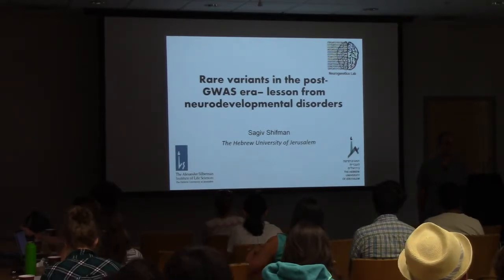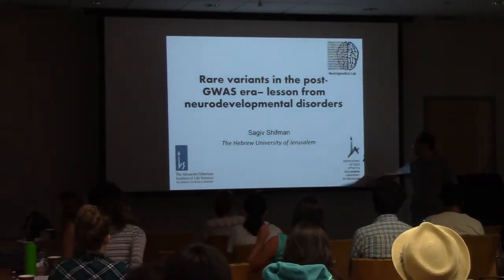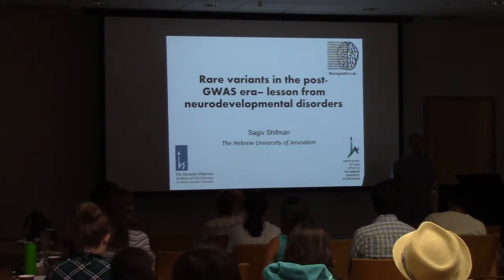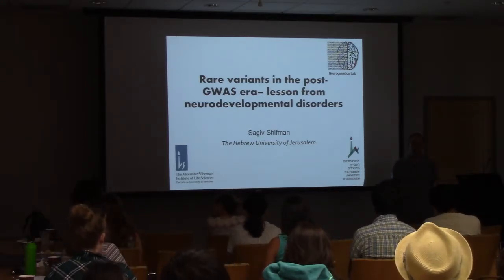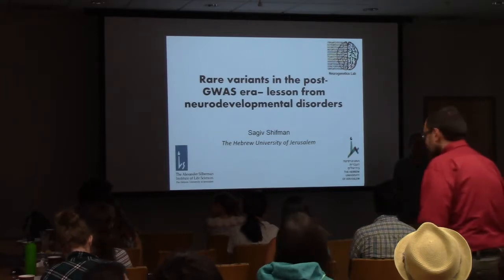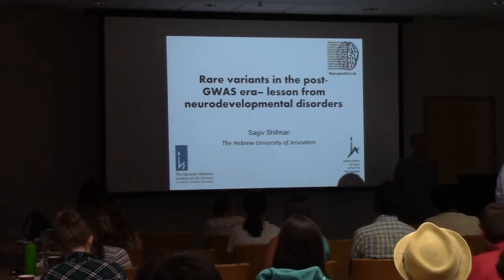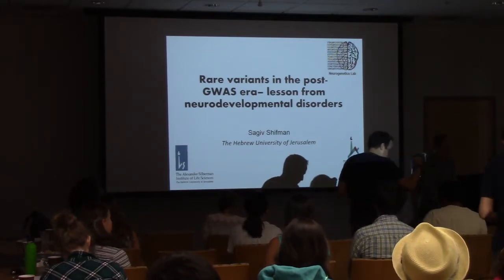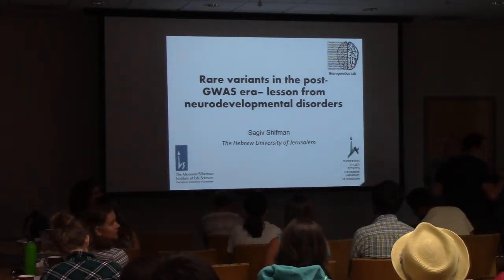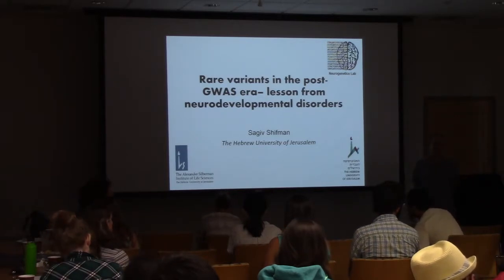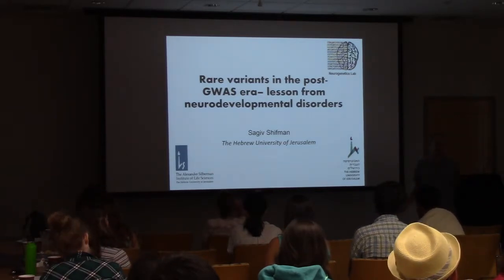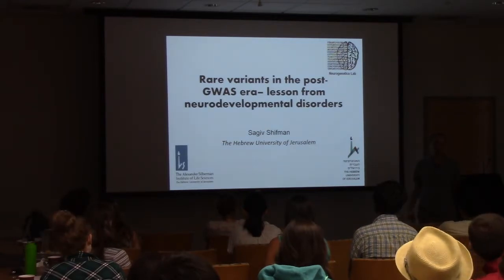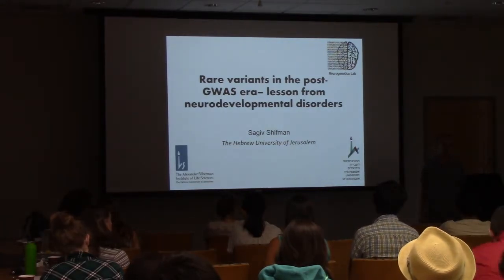Okay, so my name is Sagiv Shifman from the Hebrew University of Jerusalem. I'm a biologist, yes, a real biologist. So statistics and programming are just a hobby. So my main interest is to understand the underlying biology of disorders like autism and other neurodevelopmental disorders.